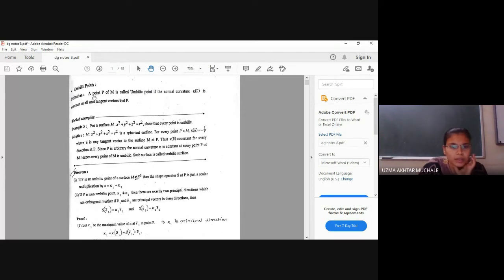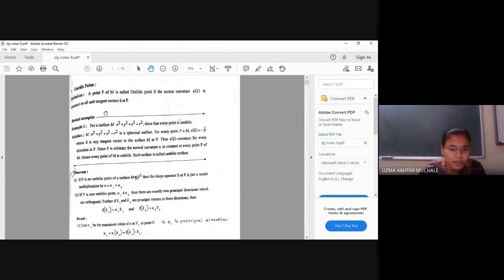Okay, what is an umbilic point? A point P of a surface M is called an umbilic point if the normal curvature is constant on all the unit tangent vectors. Because we have seen that it is possible to have a different normal curvature at different points of the surface, as we have already studied for our example of a cylinder. In the cylinder, if you go along the circular direction, you can feel like you are having a sphere or circle, and at that time the shape operator is minus 1 upon r of that vector. And if you go along the vertical direction, then you feel that you are having a plane.